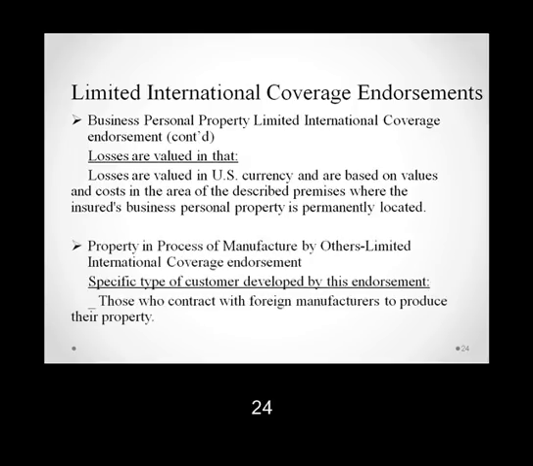The next coverage endorsement is the property in process of manufacture by others limited international coverage endorsement. Now we know that sometimes the items that we have here in the United States are actually manufactured somewhere else. For those manufacturers, the insurance coverage for them will be the property in process of manufacture. And those who contract with foreign manufacturers may want to have such coverage endorsements to protect their property.